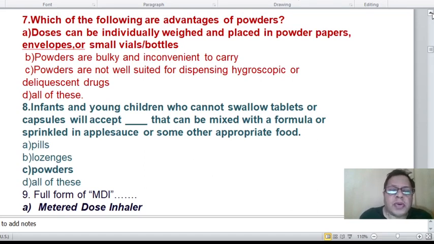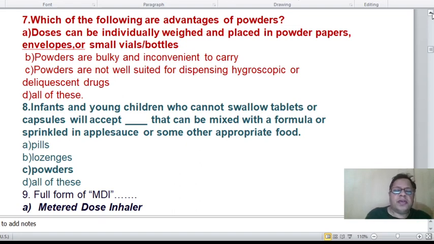I think powder is a dosage form which can be individually weighed, because you can weigh it individually. It is placed over the paper so that it can be dispensed pretty well. The paper is enveloped, and it even can be given in small vials and bottles. So for question number 7, option A is the perfect answer.